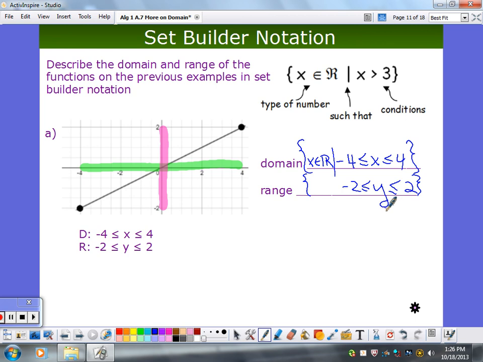Declare your variable. I've got a y here. Well, what kind of number is y? Y, for our purposes, is always going to be a real number. And then this little line means such that y is between and includes -2 and 2. So we're just being very thorough in defining our set and what it is we're actually looking at. I don't have to write every single point anymore.